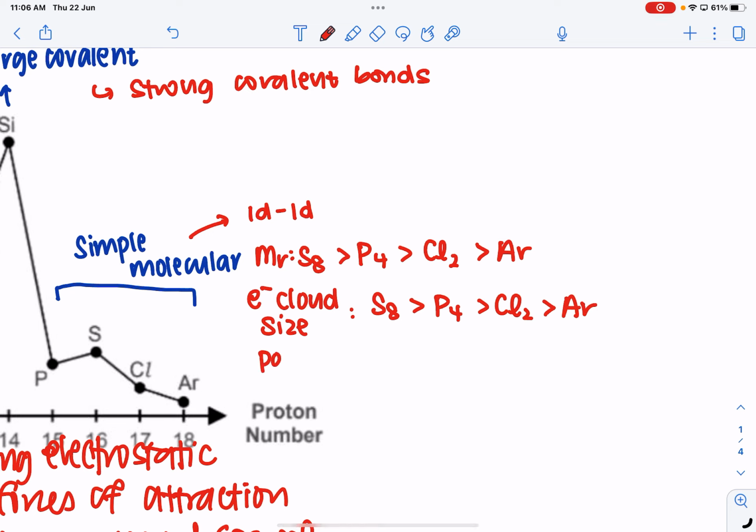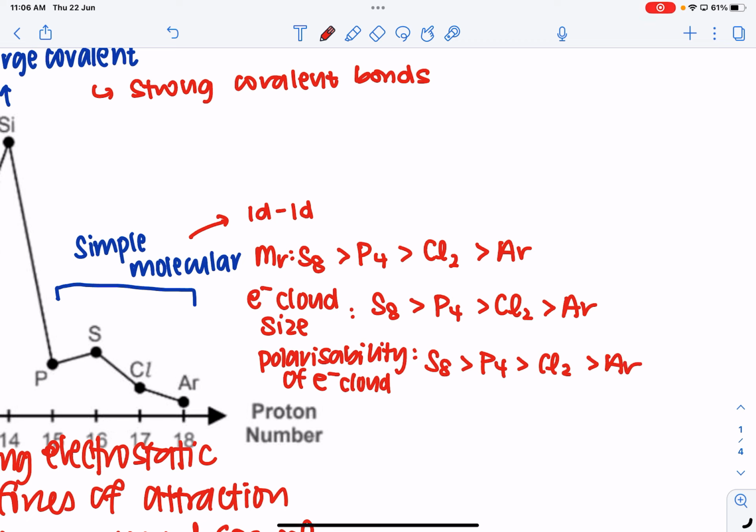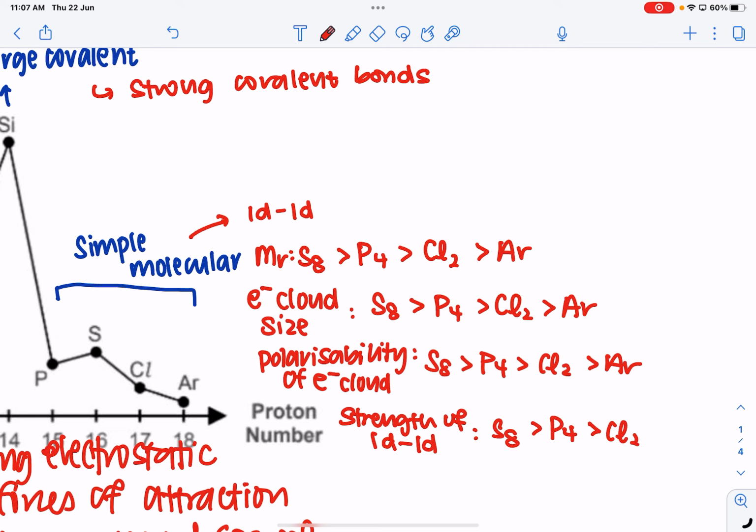So therefore your polarizability of the electron cloud is also the same: S8 greater than P4 greater than Cl2 greater than Ar. So therefore the strength of your ID forces should be the greatest in sulfur S8, then phosphorus P4, then chlorine Cl2, then argon. This one you don't need to memorize.